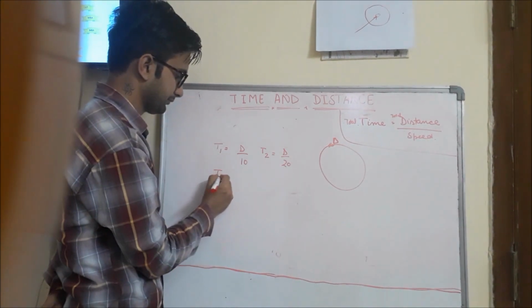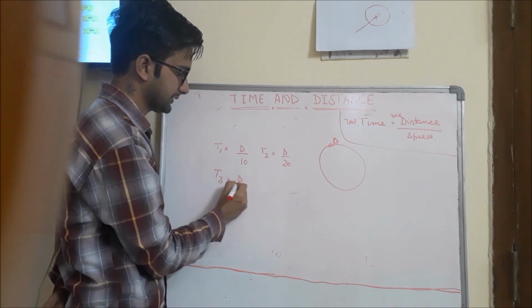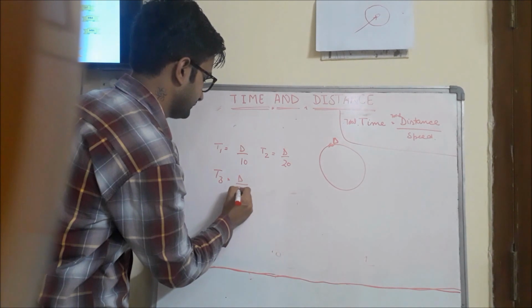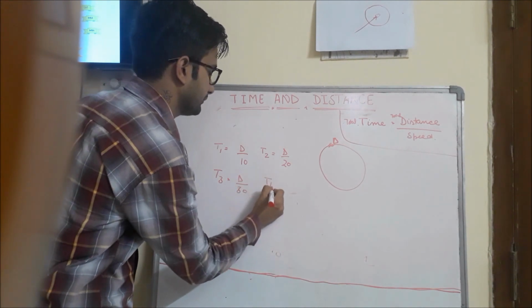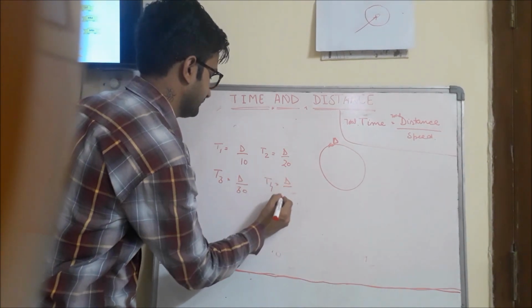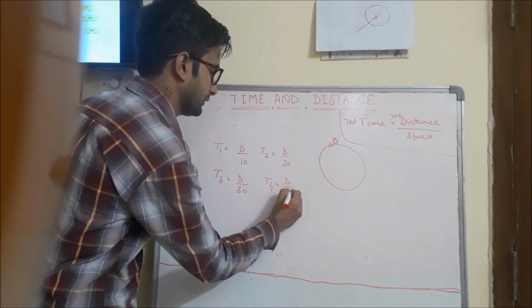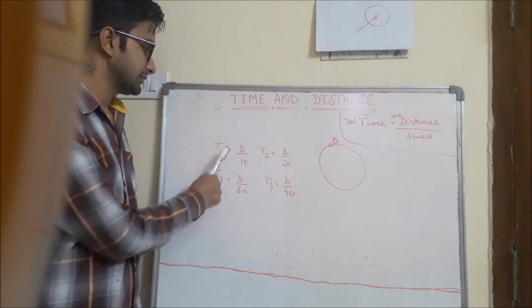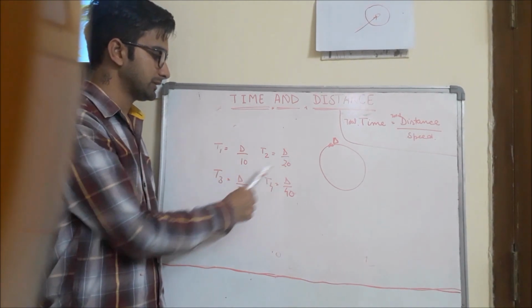T3 is D divided by 30, and T4 will be D divided by 40. And the total distance covered by him is D1 plus D2 plus D3 plus D4.